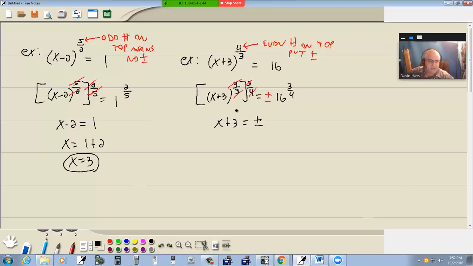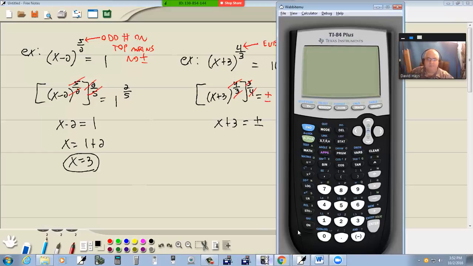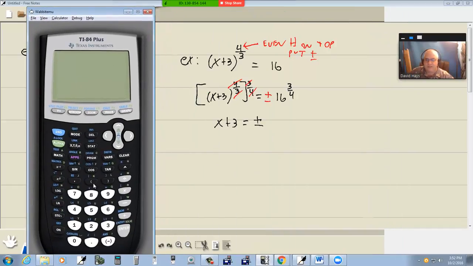Now I can put 16 to the 3/4 in my calculator. We want to be out of graph mode, so you do second enter if you're in graph mode. And we want to do 16 to the 3/4. The key to it is you do 16 caret. Anytime you have more than a single number or single variable in your exponent, you put parentheses on it. So beginning parentheses, 3 divided by 4, closing parentheses, and then press enter. And that gives us 8.